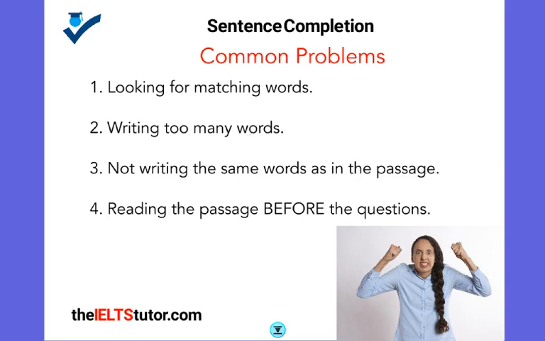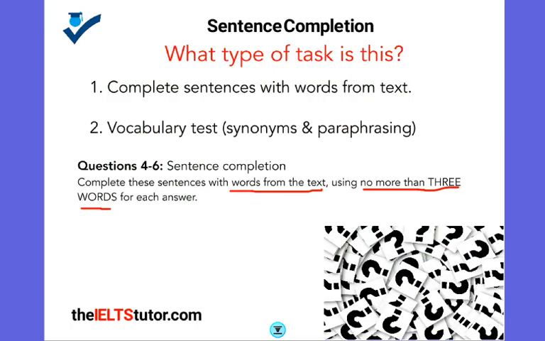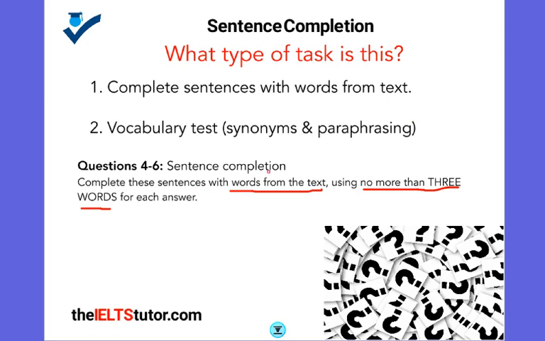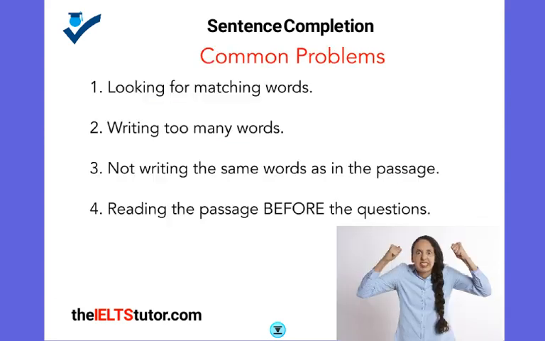Now, if you look back at the instructions that I've shown you before, normally it tells you to complete the sentences with words from the text. So this is something that you're going to have to obey. You need to write the same words from the text. But the adventurous ones and the ones who tend to lose marks are the ones who do not write the same words as in the passage. Okay, so this is not the time for you to show off your vocabulary knowledge. Copy down exactly what you see from the text onto your answer.